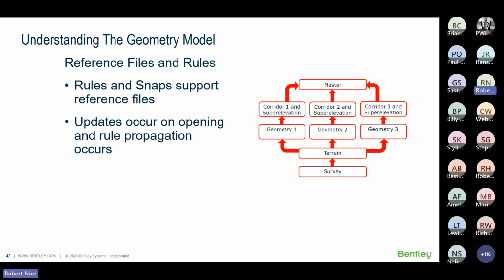So in this simple example, we've got a survey. We create the terrain model. That terrain is a 3D DGN. I reference it into my geometry, maybe in 3 different geometries, of course, and I could use nesting and things like that. Then I've got a corridor, and maybe, let's call it canned rather than super elevation.